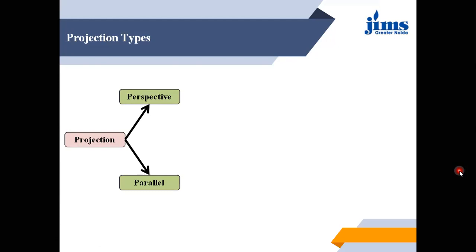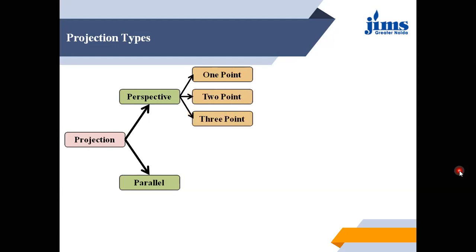Then perspective projection is of three different types, that is 1 point, 2 point and 3 point projections, where we see the object from a single vanishing point, from two vanishing points, or from three vanishing points. And parallel projection also has two basic types. The first one is orthographic and the second one is oblique projection.